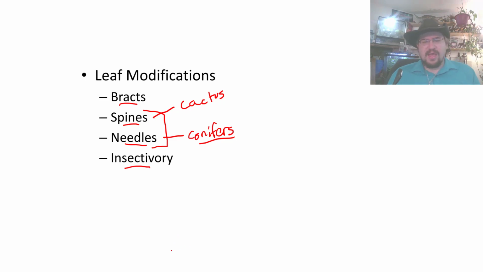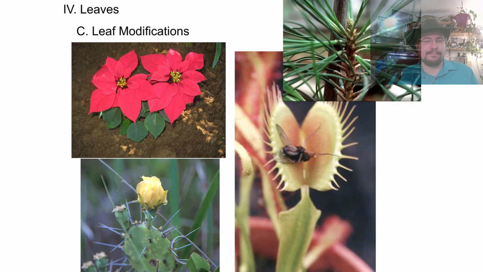So, yeah. Whereas in March, you still find Christmas tree needles. And there's some really cool leaf modifications for being a carnivorous plant. But first off, bracts.